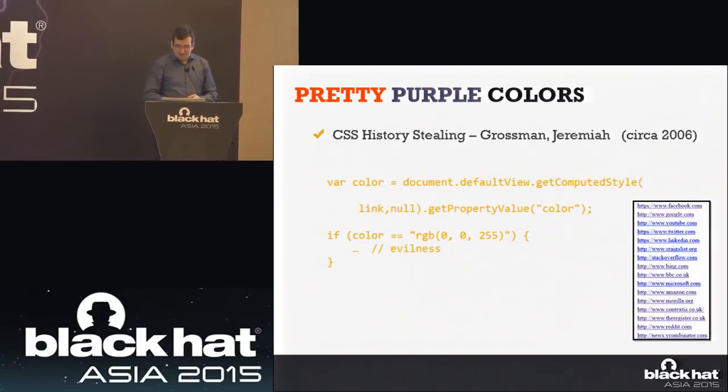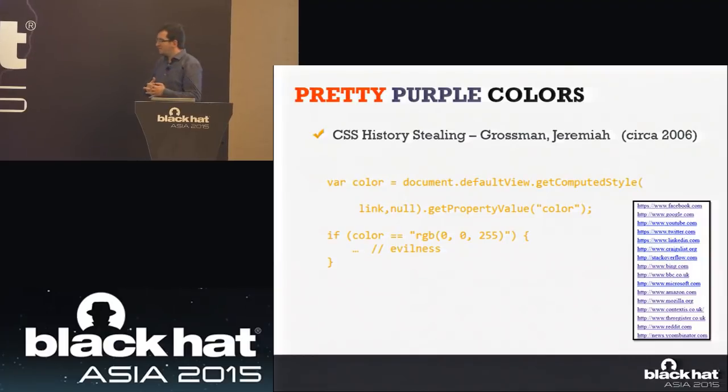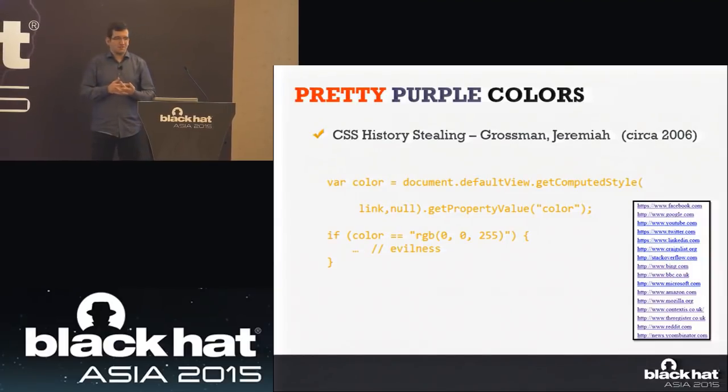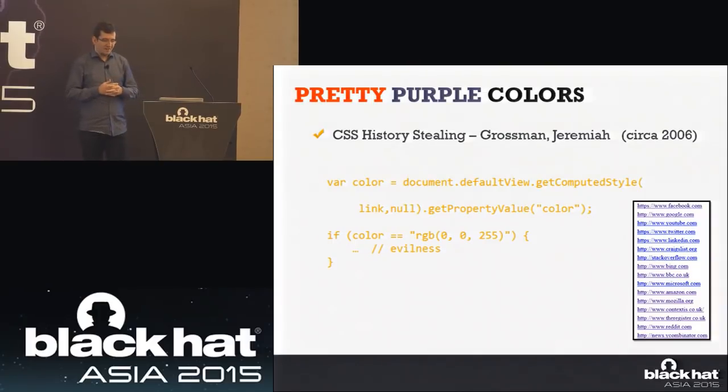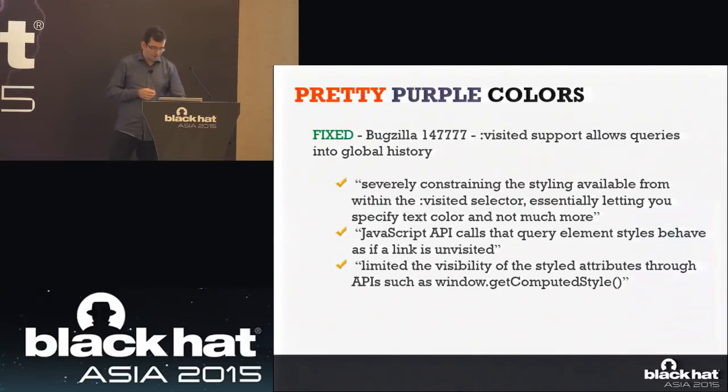Now, back in 2006, Jeremiah Grossman figured out that you could actually steal history just by observing the colors of the hyperlinks. Of course, that does not work anymore because browsers fixed it. The way they fixed it is they said, we're not going to allow you to read the computed style of any hyperlink.